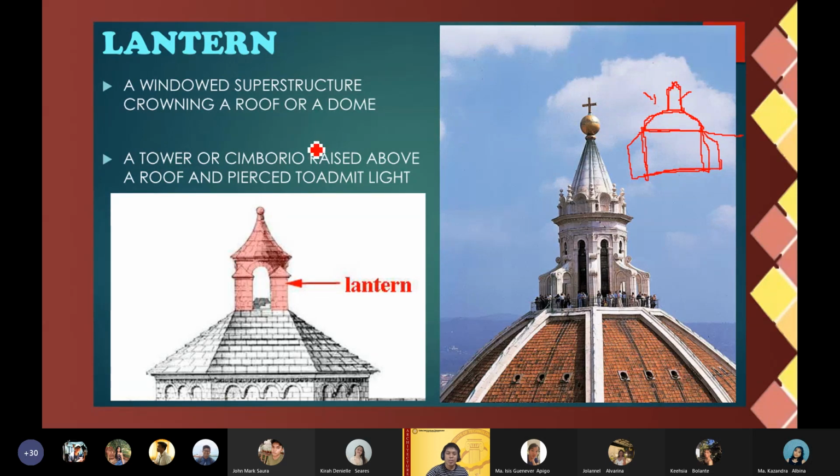But if you've created your dome with drums already, so this is your pendentive right there. This is your church. Drums, you have these drums, and then you have this window. You have windows on your drums, so there is no need to put an additional lantern. That's the usual design in Byzantine architecture before. They've created this lantern to admit light. Okay.